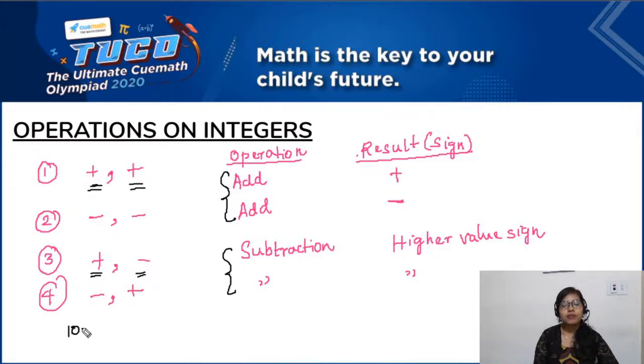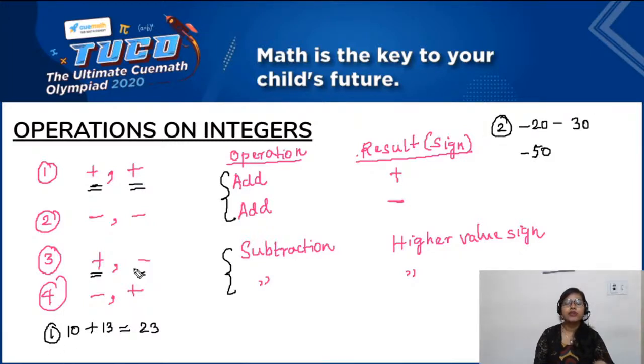Let's see 10 plus 13. How much would this be? As you could see, both of these are positives. So the operation would be addition. It's the most basic question. It's going to be 23, and the result will also have a positive sign. Let me give you another example. Let's take minus 20 minus 30. As you could see, both of these numbers have a minus. So what is the operation that would be performed? Again addition, right? So 20 plus 30 gives you 50, but the result will have a negative sign. So this was the second example.